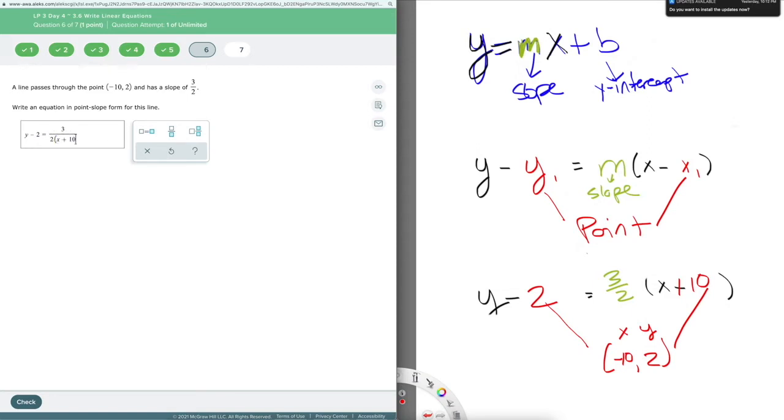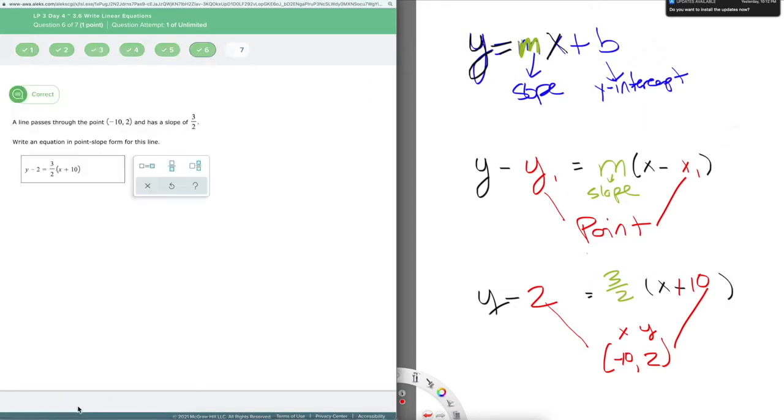There we go. Oopsie. Dang it. I forgot to hit the over arrow. So x plus 10. There we go. Is that correct? That looks good to me. All right, one more of these guys.